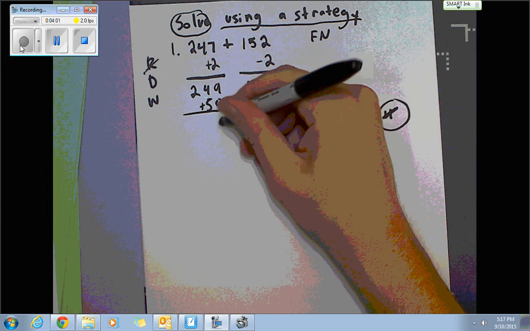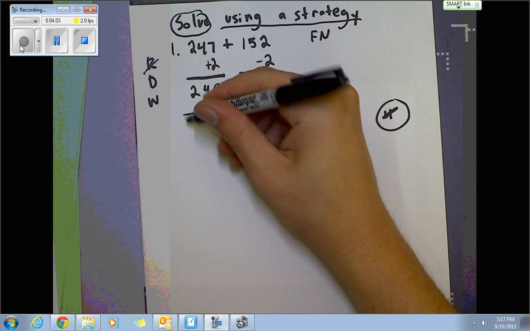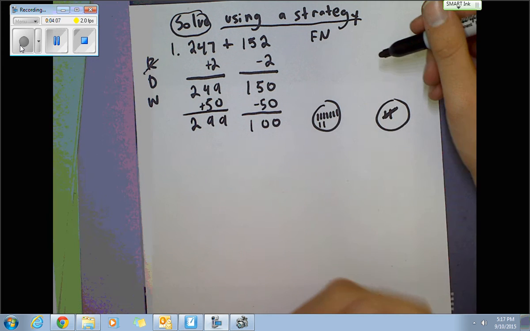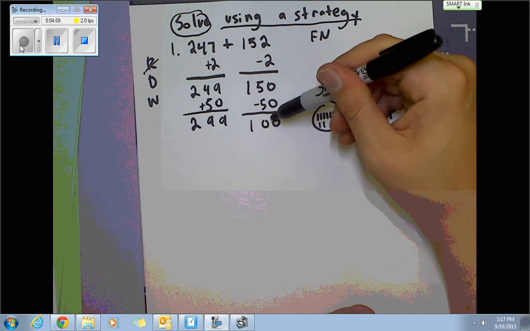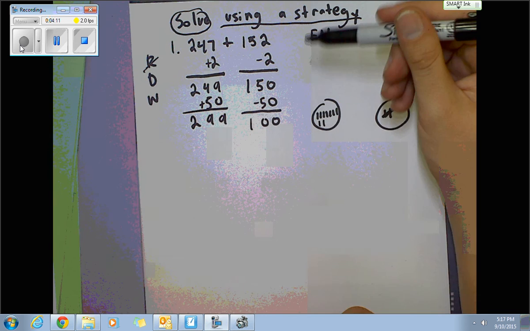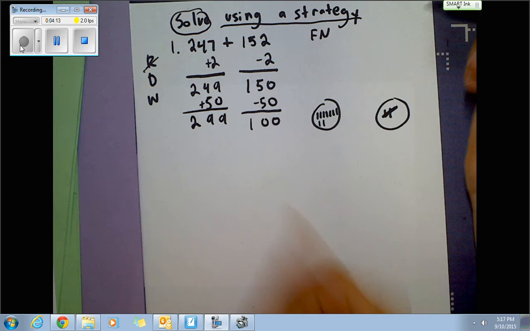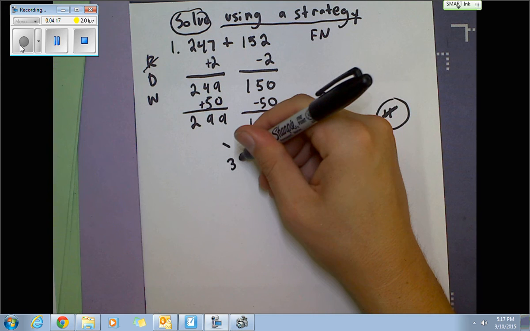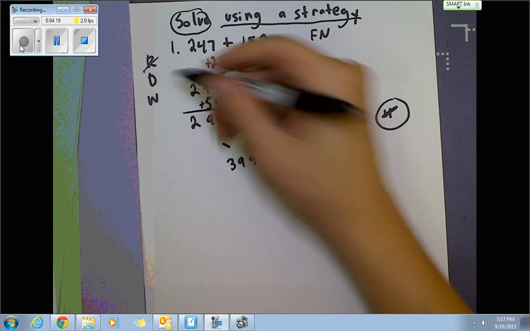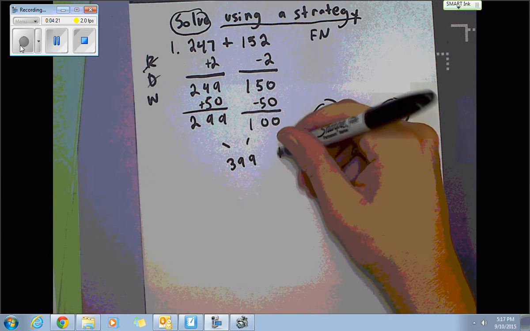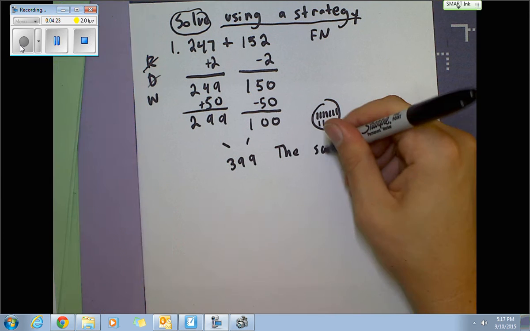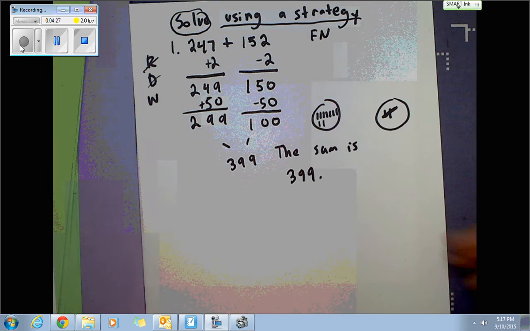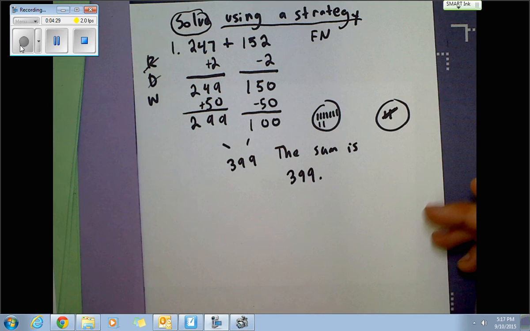So this becomes 299. Now I can very easily do this last addition step in my head. 299 plus 100, well, that's going to be 399. So my sum is 399. So I can cross my draw model, and I can do my W now. The sum is 399.